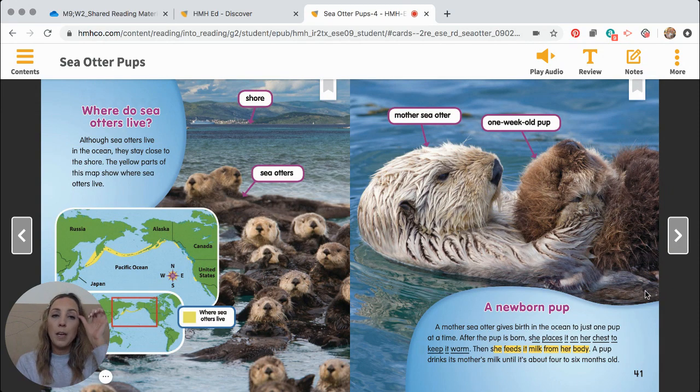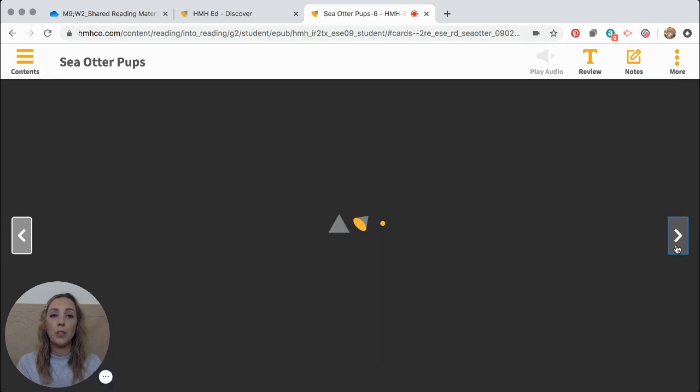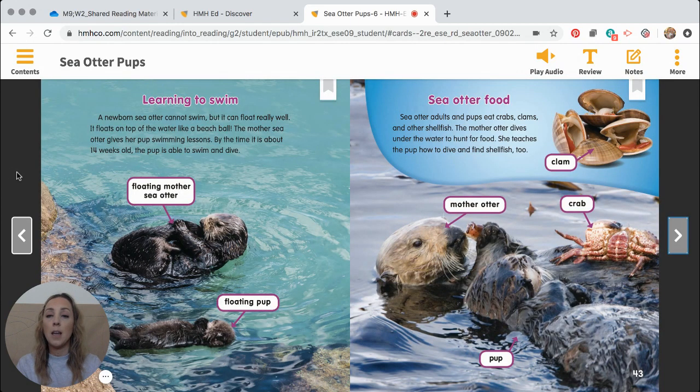As we turn to page 42, I want you to be thinking about another example of how a mother sea otter helps her young pup. Go ahead and turn your page. Be ready to underline another sentence or highlight it with your highlighter.